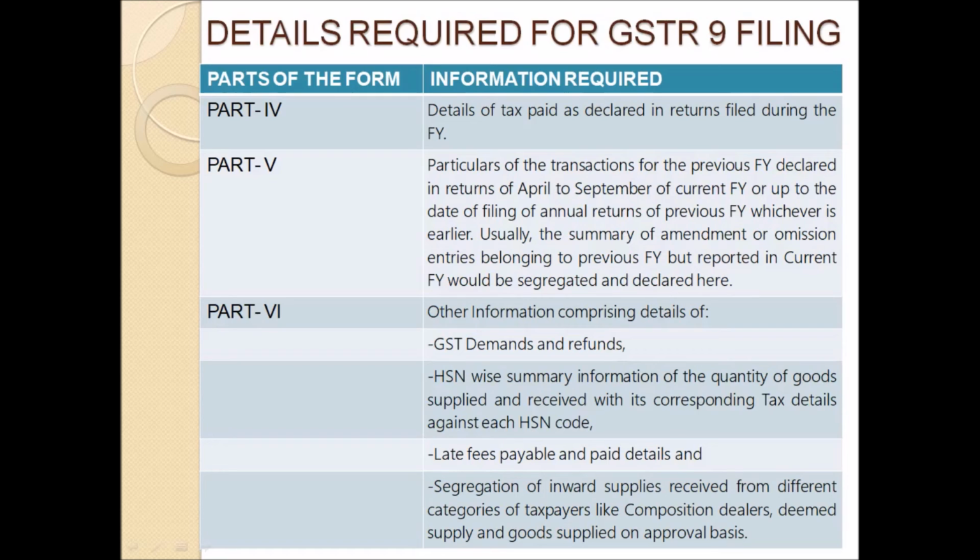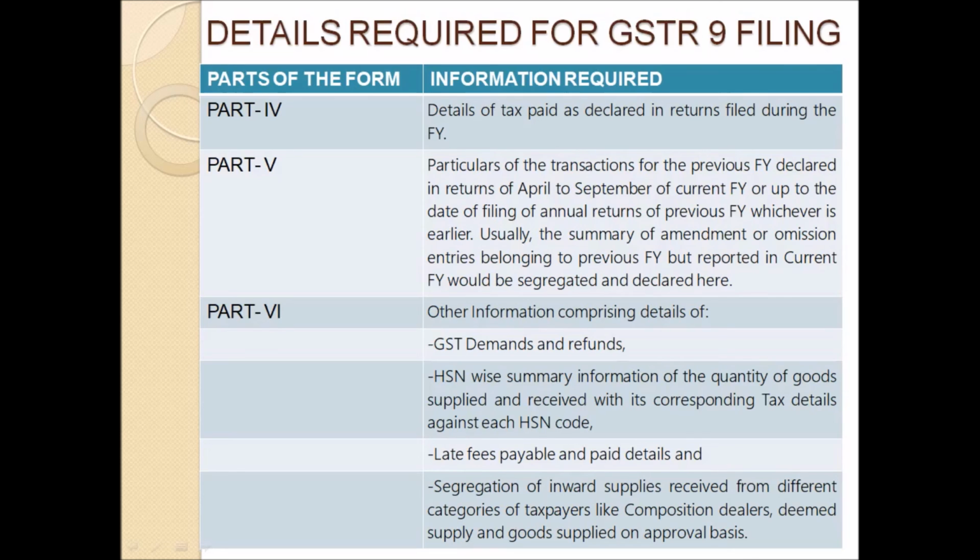So suppose part 5 will basically contain such transactions. Suppose you have entered into a transaction in the period of, say, March, but you omitted to enter that particular transaction or supply in the month of March, and in order to rectify that error, you enter it in the period of May. So this part will contain those transactions. Any amendment or omission of entries belonging to the previous financial year, suppose in the month of Feb 2018 you have entered in the current financial year in May 2018, then that would be declared in part 5.